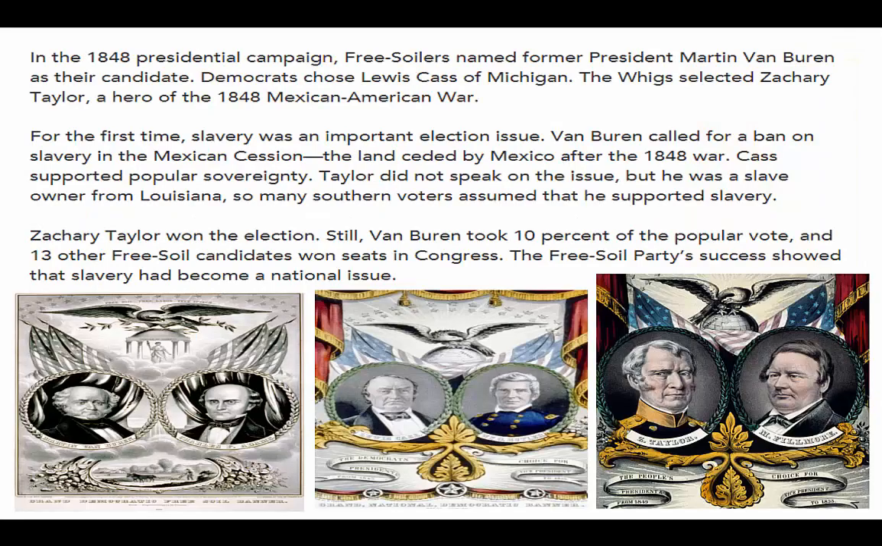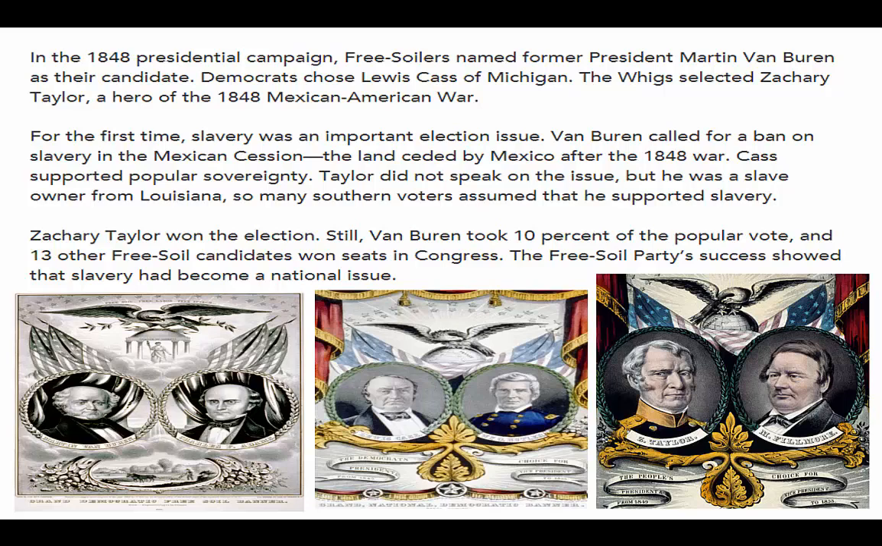In the 1848 presidential campaign, Free Soilers named former President Martin Van Buren as their candidate. Democrats chose Lewis Cass of Michigan. The Whigs selected Zachary Taylor, a hero of the Mexican-American War. For the first time, slavery was an important election issue.